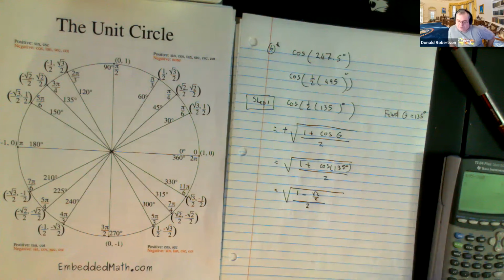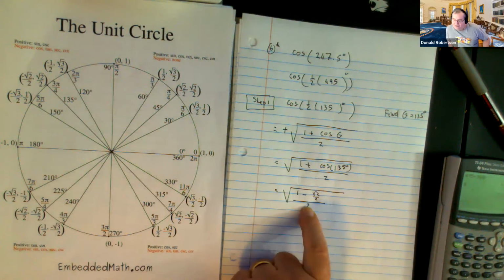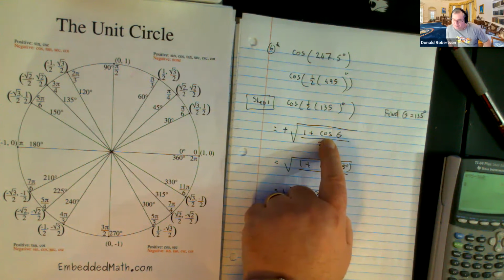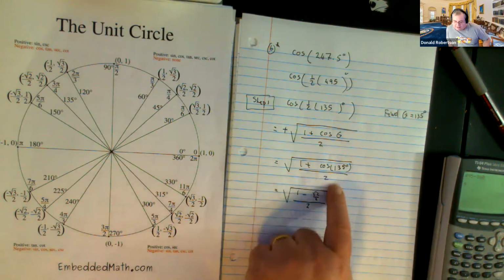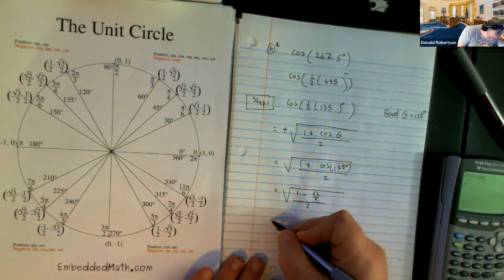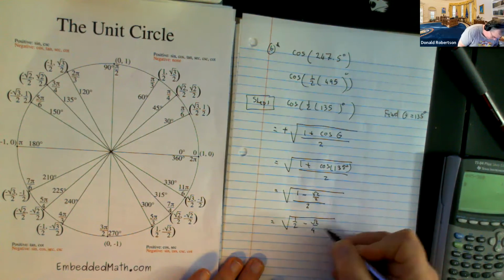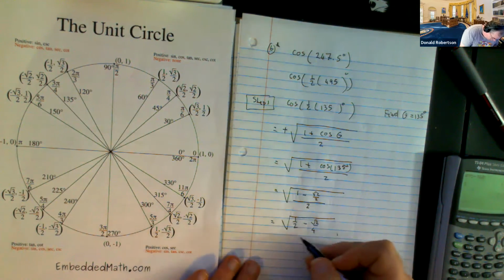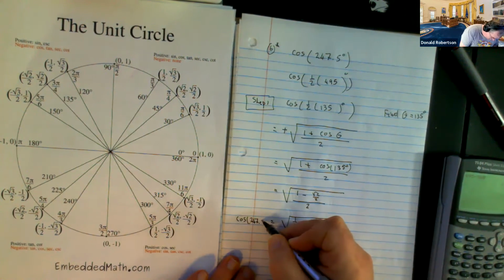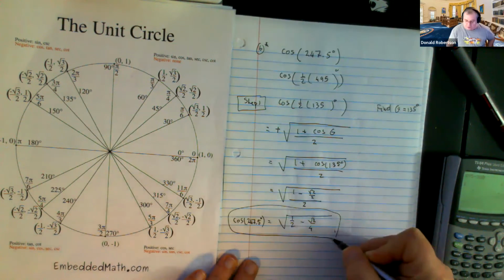Are you comfortable so far about why it's a positive square root and why that's the guy that we get inside here? Cosine of 135, theta is 135. And that guy can be tidied up very marginally. So we now know the exact value of the cosine of 247.5 degrees. It's that very ugly square root with square roots inside it.